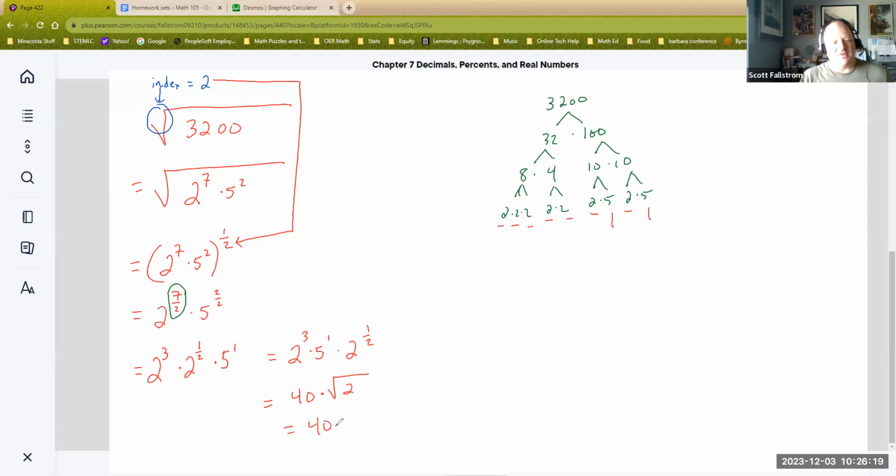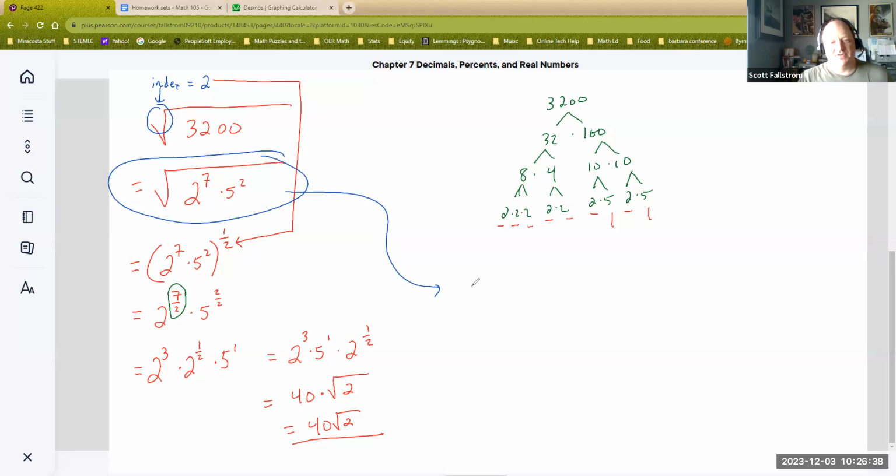Most of the time we write it without the multiplication symbol, and this would be known as simplified radical form. Right? Simplified radical form. Very cool. But how can we get there quickly? So what I want you to do is come back up here, and we're just going to do the division.